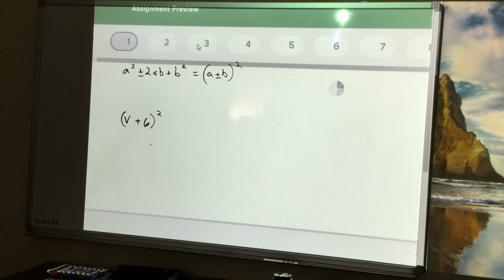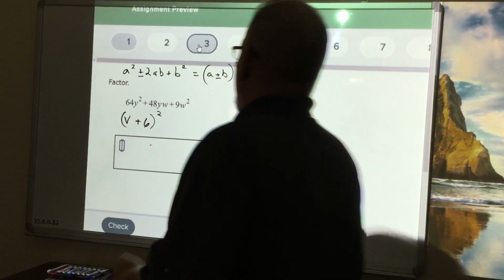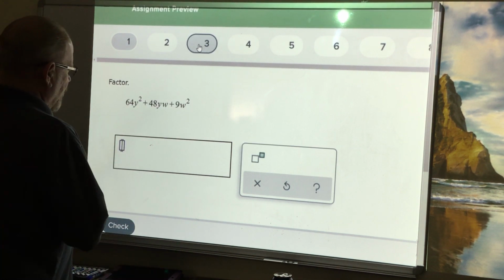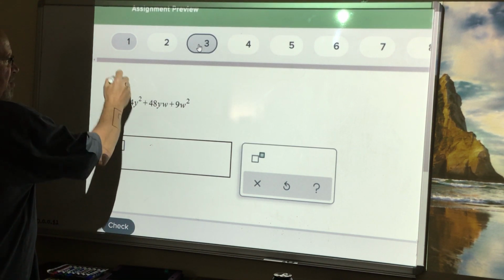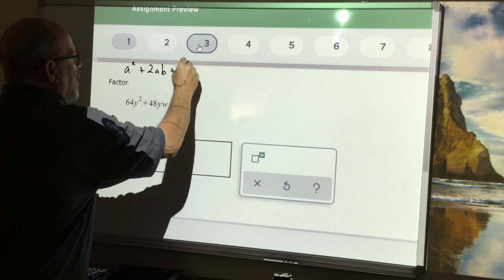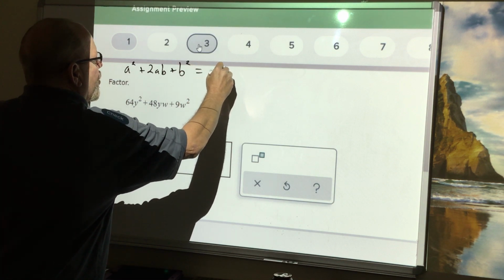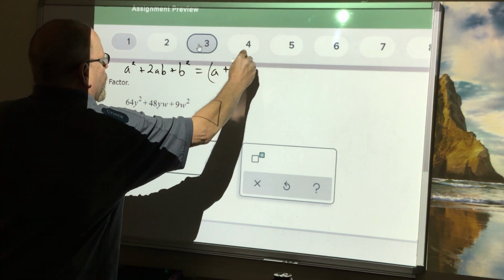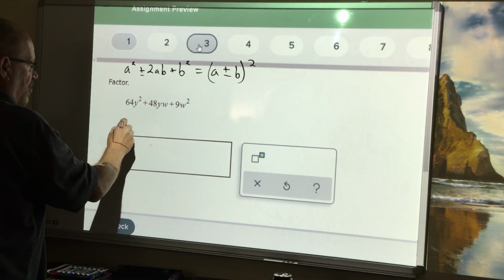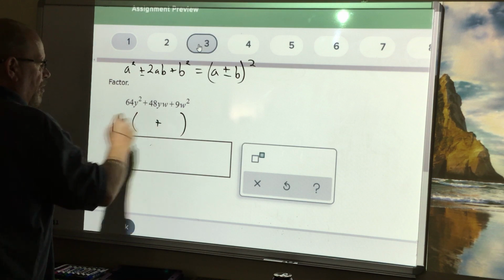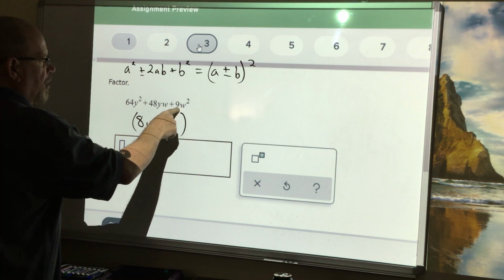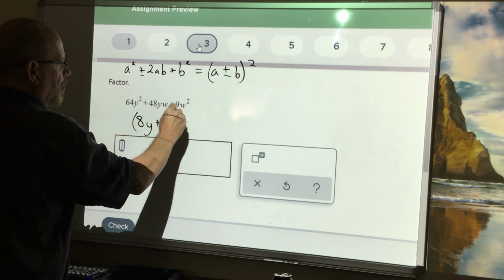Then remember where there are two variables. Okay, looks a little bit more complicated. It's the same exact thing. You're finding what is a squared plus 2ab plus b squared equals a plus b squared. If this is minus, this is minus. Okay, that's plus. Square root of this, 8y. Square root of this, 3w. Done.